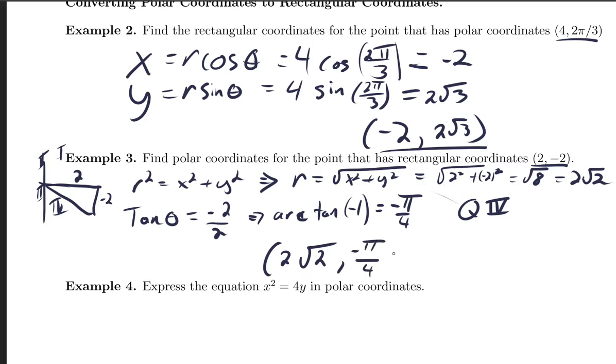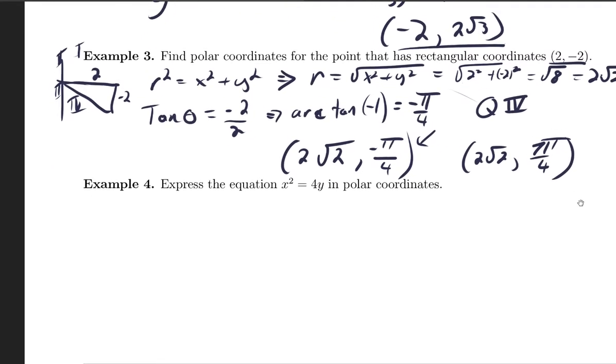Since your book uses the more free form, it actually makes it easy. I don't have to retranslate this. If you were using the strict form, you would rewrite this as 2√2, and then you have to translate the angle into something between 0 and 2 pi. Well, that's, of course, 7 pi over 4.